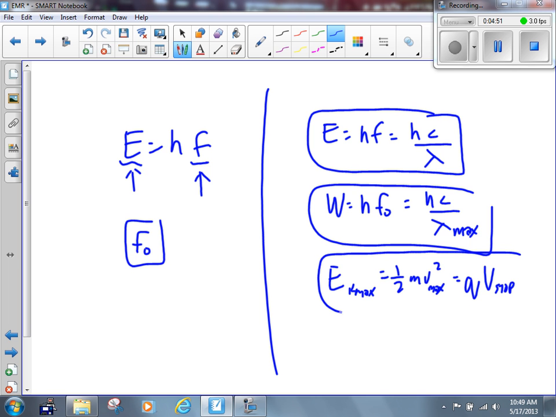That kinetic energy can be converted to potential energy as you apply a potential difference to slow down and even stop the electron that's already been ejected. So the kinetic energy that it has as soon as it's ejected is equal to the potential energy that it has after it's been stopped. And it's that stopping potential that stops it.